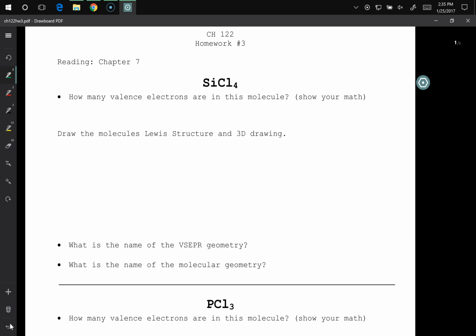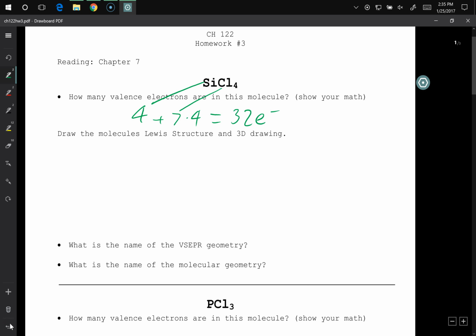So how many valence electrons do we have for this molecule? Or how do we determine that? Are we good with 32? 4 for the silicon based off of the position that it's on the table. And then the chlorines, there's 7 and there's 4 of them. So 28 and 4, 32 total.